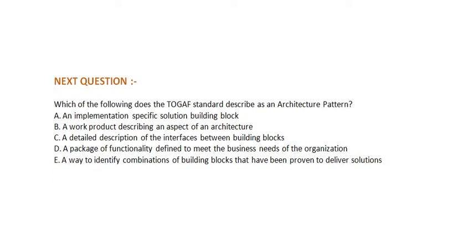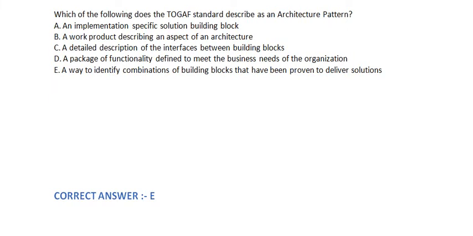Next question is, which of the following does the TOGAF standard describe as an architecture pattern? Option A, an implementation specific solution building block. Option B, a work product describing an aspect of an architecture. Option C, a detailed description of the interfaces between building blocks. Option D, a package of functionality defined to meet the business needs of the organization. And option E, a way to identify combinations of building blocks that have been proven to deliver solutions. The correct answer is option E.